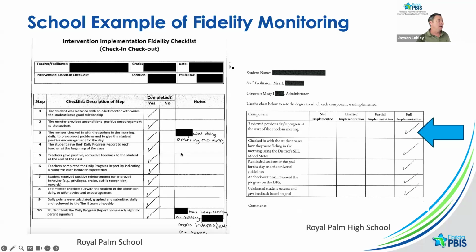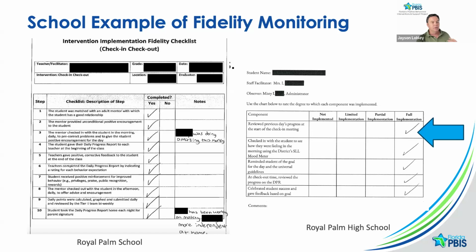Here's another one that describes check-in, check-out. This is adherence. So we've got the various steps there, and whether those steps were completed. And as you can see here on the left, they had more detailed steps to the plan. And then over on the right, they had a simpler look at things too.